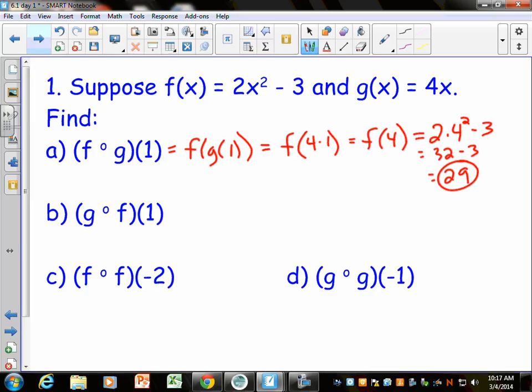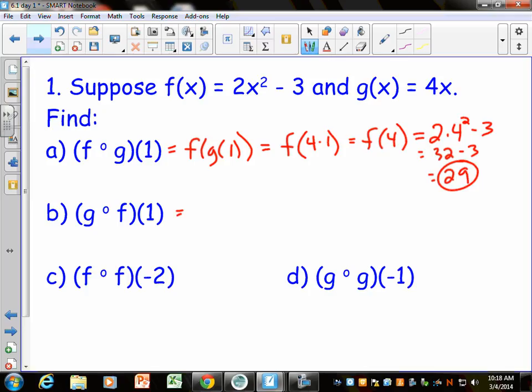That's it. And so they can just ask you to do some other ones here. They just like to show you that composition is not commutative. Meaning that if you add 2 plus 3, it's the same as 3 plus 2. If you multiply 2 times 3, it's the same as 3 times 2. But if you take f of g and then you take g of f, those are not necessarily going to be the same answer. They could be the same answer every now and again, but for the most part, you don't get the same answer because you change the order, right?